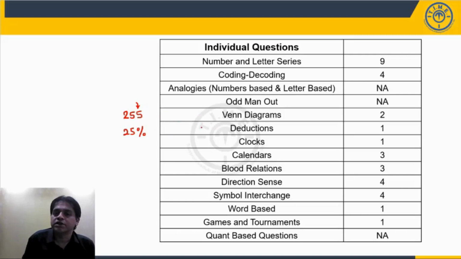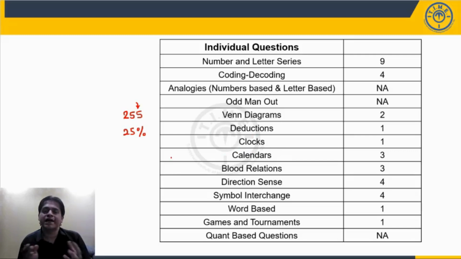So next was deduction. Surprisingly, only 1 question of deductions was asked in this slot. Okay, and that deductions question was fairly easy. 3 statements were given and 3 conclusions to check. 1 clocks based question was there. Okay, then also there were a couple of, 3, calendars based questions.